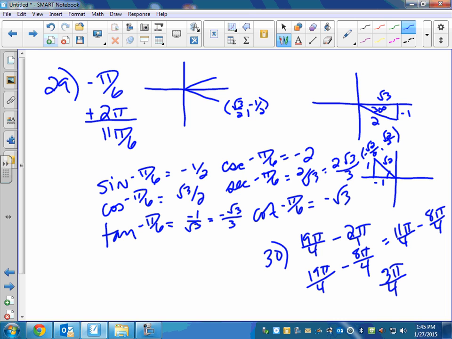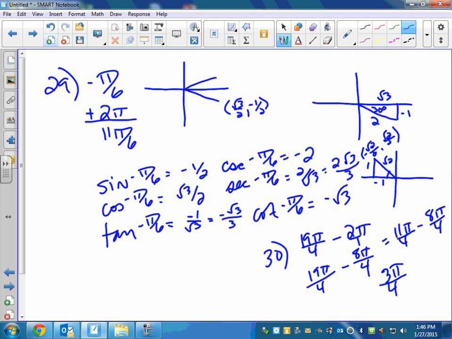So sine would be square root of 2 over 2. Cosine would be negative square root of 2 over 2. Tangent would be negative 1. And then you just flip them all over for the other ones. But it's all about finding that point. Because 3 pi fourths means the reference angle is pi fourths, or 45 degrees. Fourths are 45 degrees. Sixths are 30 degrees. Thirds are 60 degrees.